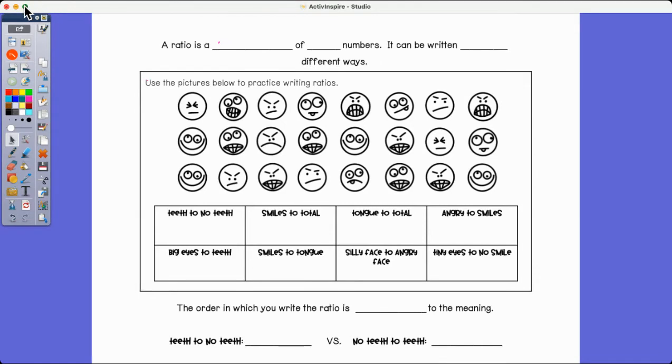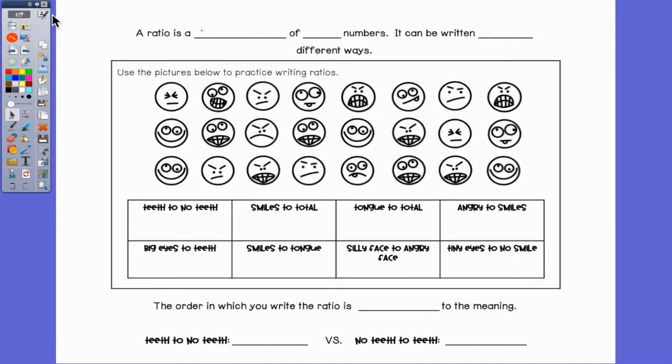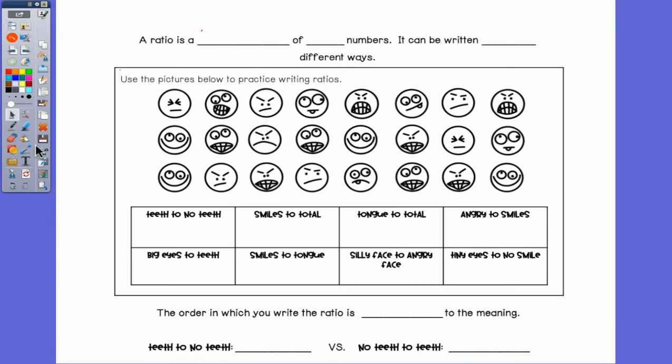Good evening, class. We are starting with Intro to Ratios. Please take out your notes. And we are going to start with a ratio is a comparison of two numbers. It can be written three different ways. We're going to use the pictures below to practice writing ratios.